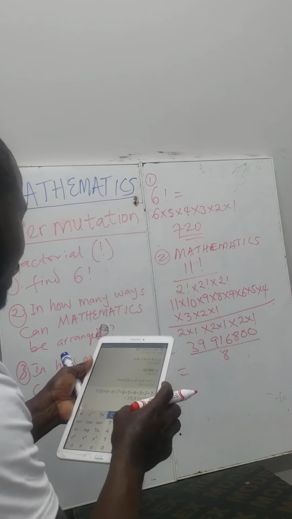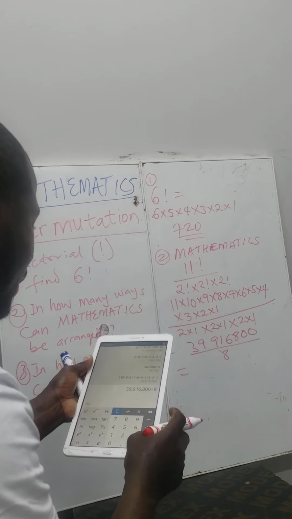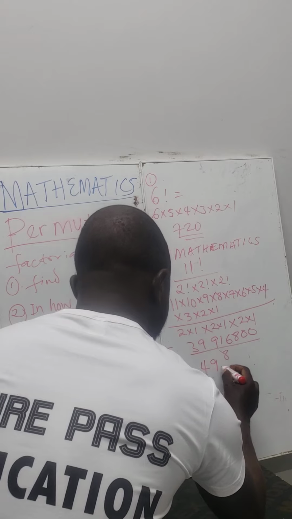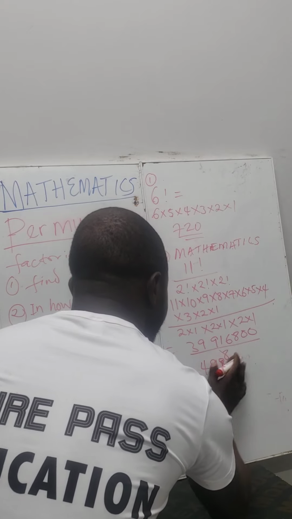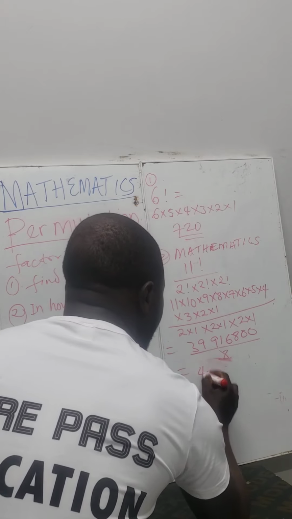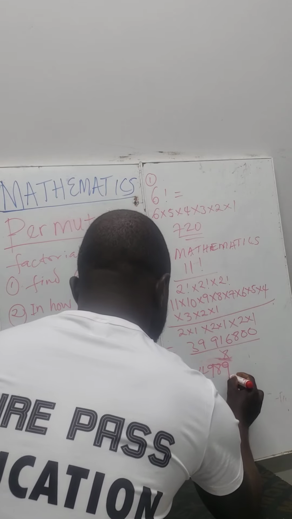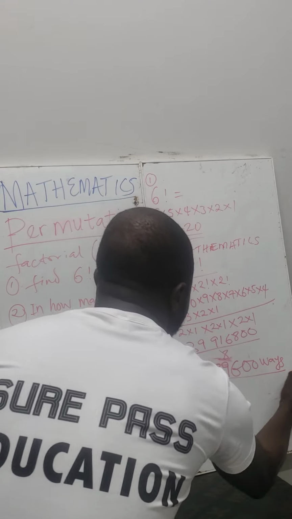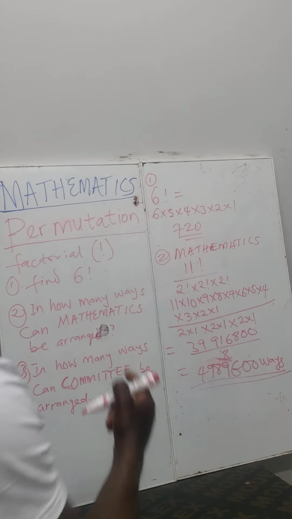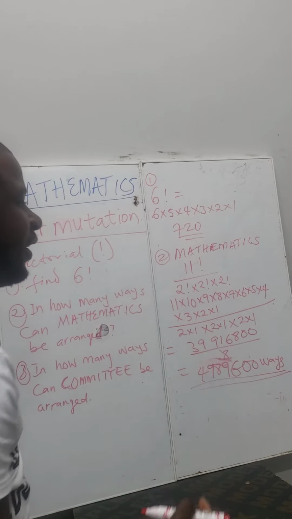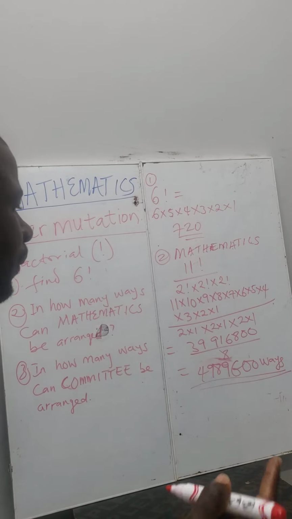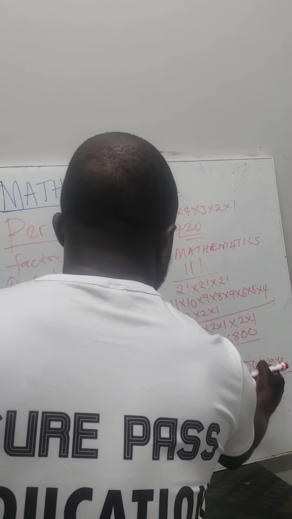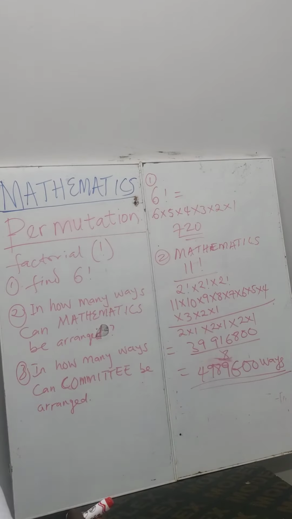39,916,800 divided by 8. So it gives us 4,989,600 ways. So this is the number of ways the word mathematics can be arranged. Do you understand the logic now? So it can be arranged in 4,989,600 ways. Let's go to the third one.